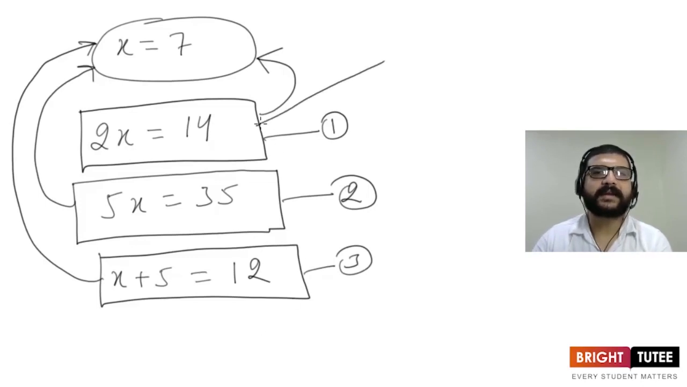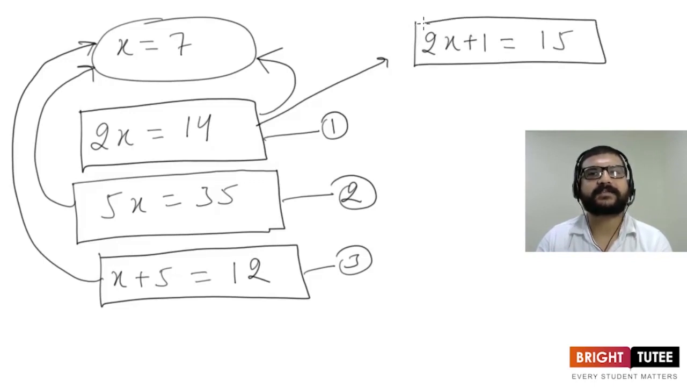Now can we do anything to this equation, the first equation? Yes, we can do that also. Let's add 1 on both the sides. We will get 2x plus 1 is equal to 14 plus 1, which is 15. Now what is the solution of this equation?